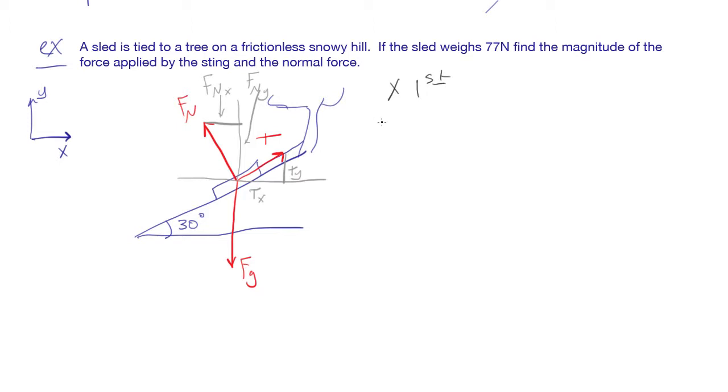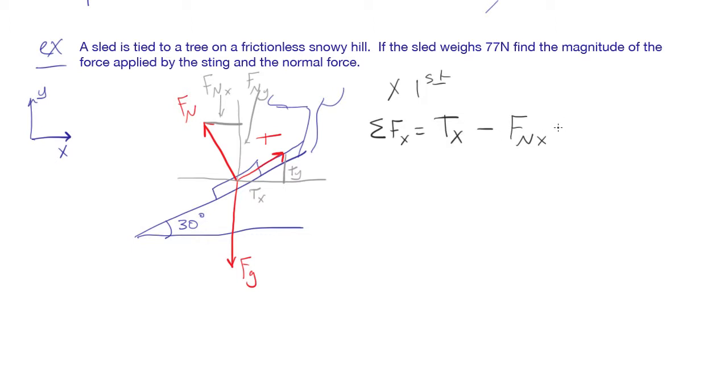So the sum of the forces in the x direction, I'm just going to add up all the forces. The tension points to the right, so that's positive. So T sub x. There's a normal force pointing to the left, so that has to be subtracted, Fn sub x. There's just two forces in the x direction, the x component of the tension and the x component of the normal force.